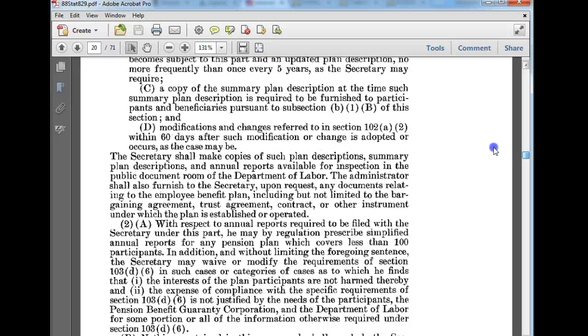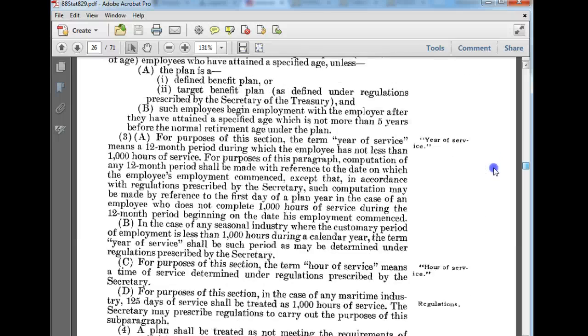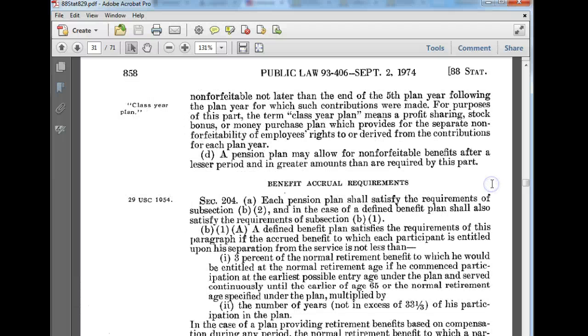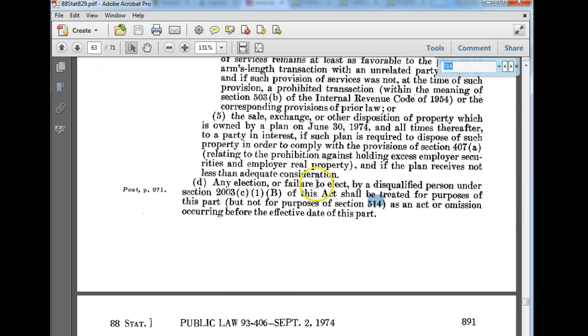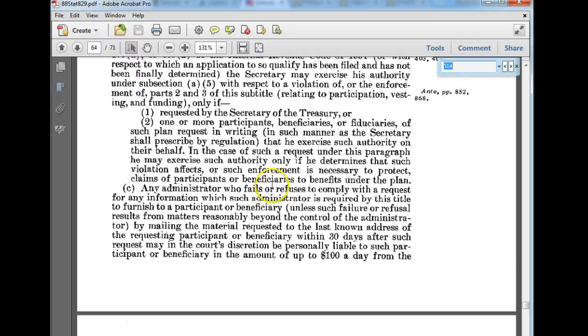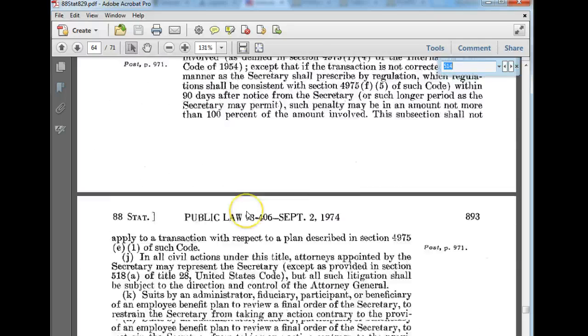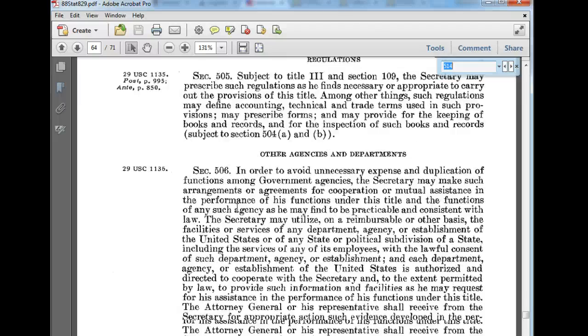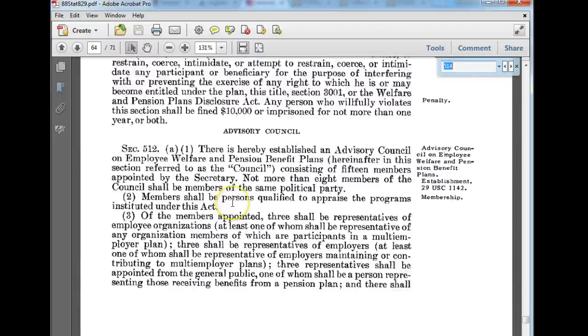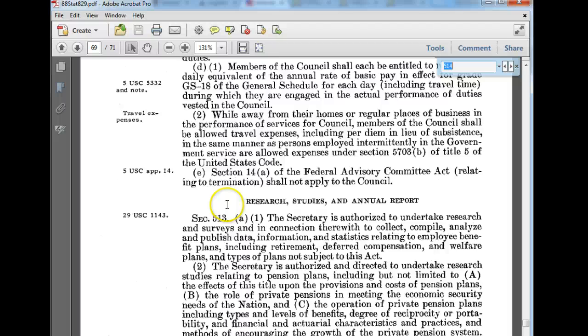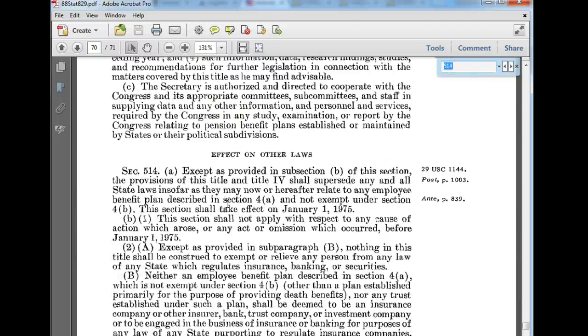But if we scroll down, I'll see if I can find this without taking too much time. PDFs, I'm never confident, let me try Control F. Oh, that's not going to work, is it? No, this is Section 501, so this won't take too long. Section 513, we're getting there. Ta-da, 514, effect on other laws.